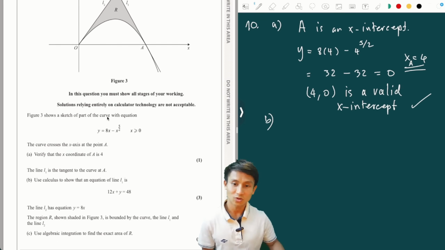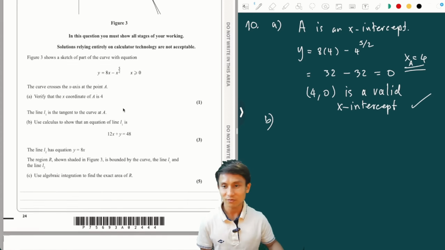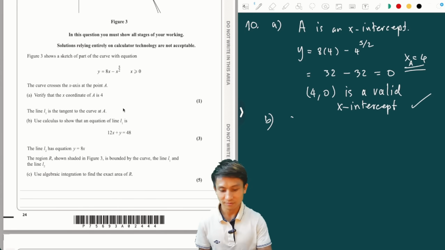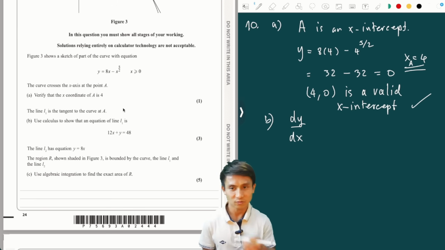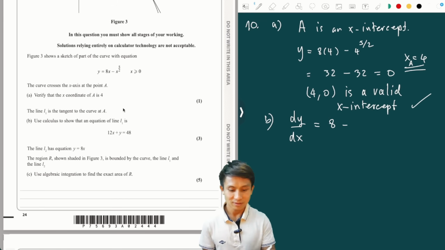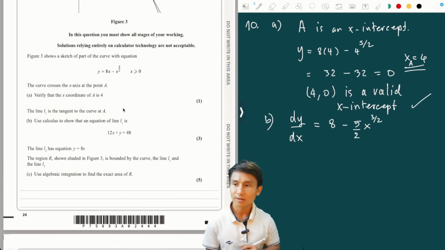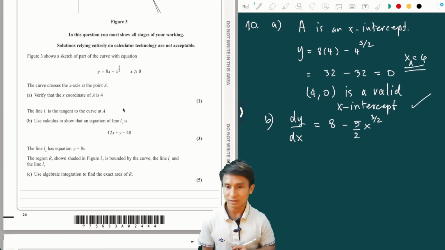All right, so yeah, tangent at A, tangent meaning that the gradient at point A of the curve and the line is the same, right? So we need to differentiate the equation of the curve to find the gradient, because that's what the derivative is for. Okay, dy by dx is 8 for the first term, and for the second term we bring the power down, 5 over 2, and then power minus 1, so that's 3 over 2. Okay, that's dy by dx for the curve.